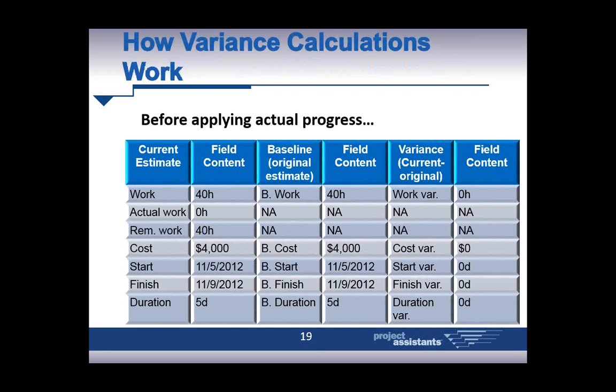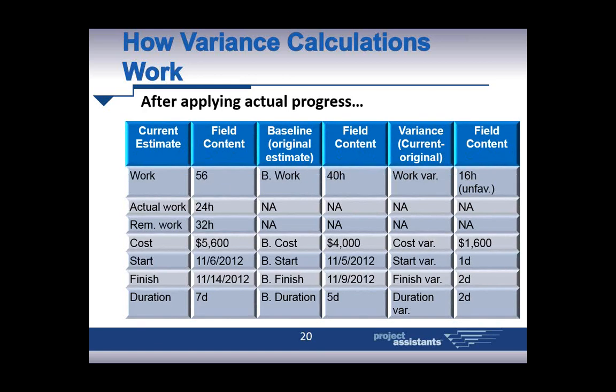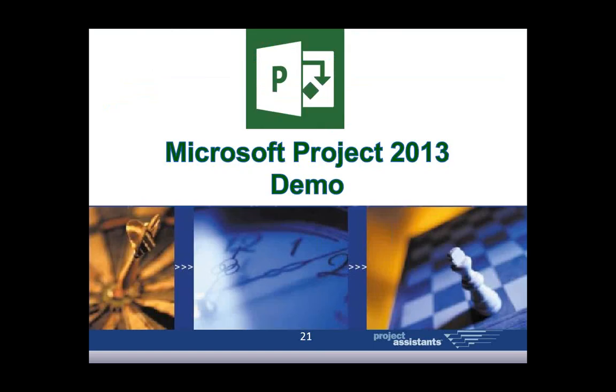Here's an example of how variance gets calculated within Microsoft Project. So what you have here is, prior to calculating or adding actuals, you'll have 40 hours of work and you'll have no content in the variance category. So there won't be anything in any of the variance columns across the board. So no work variances, no cost variances, no start variances, etc. Once I apply actuals, you'll then start to see variances appear in that variance column. And again, we'll go through an example in just a moment. All right, let's get to that now.